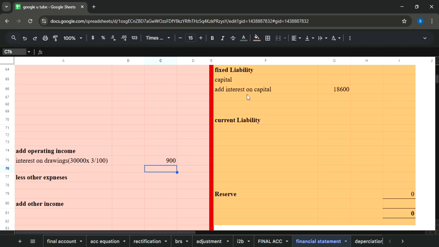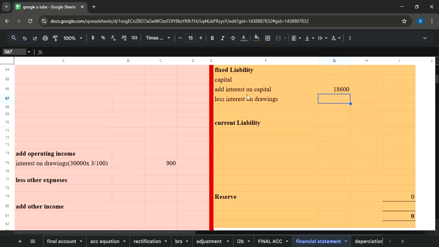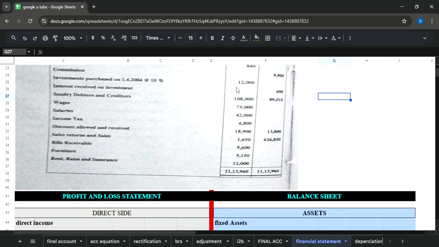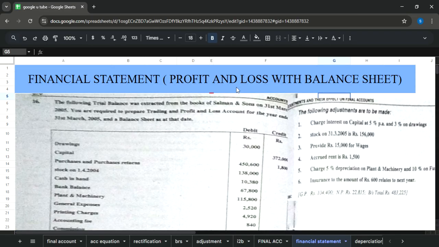You will come over here and subtract interest on drawings, and this would be 900 written over here, just opposite to interest on capital, which was added. In this way, the first adjustment and its two parts have been completed.